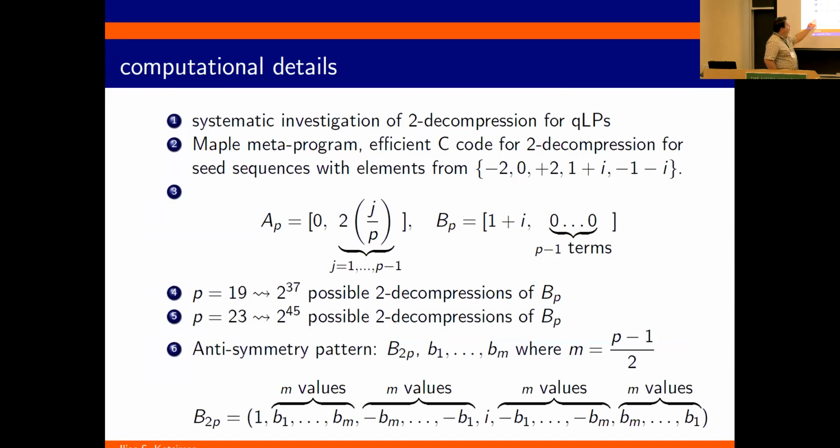To give some idea of the complexity, for p equals 19, there are 2^37 possible decompressions, but this is a manageable number nowadays. You can do an exhaustive search if you like, or you can just search and find a few solutions. For p equals 23, there are 2^45 decompressions, so you probably need parallel computing. We also use some other tricks, which is this anti-symmetry pattern that was noticed by Arne. For the B_2P sequence, we can break it up into 4 groups like this: m values, then minus these m values, then again minus over here, and then B_m up to B_1. So we end up with a very small number, (p-1)/2, to work with.